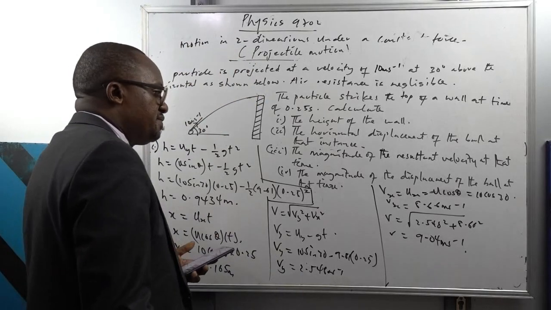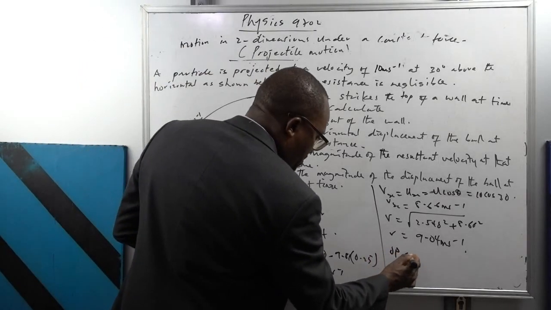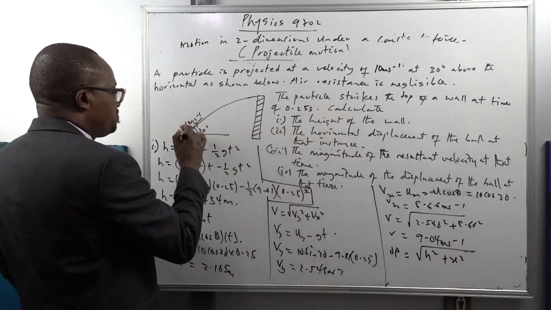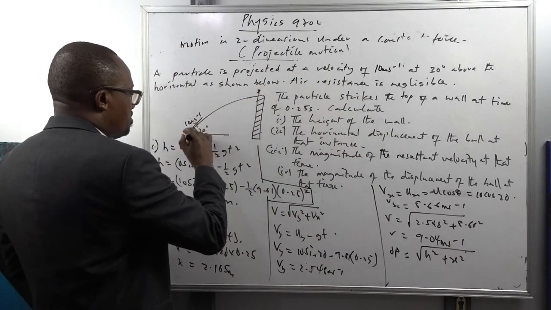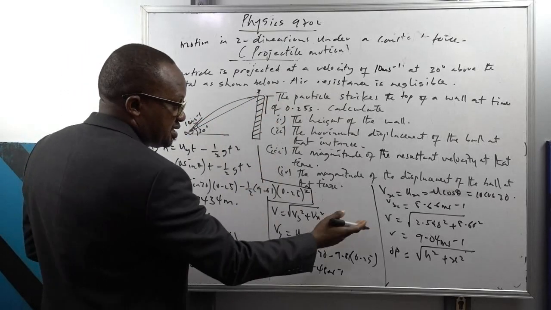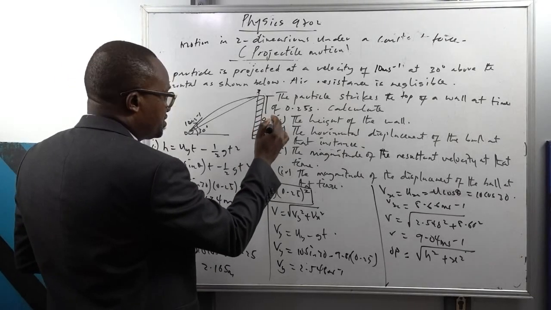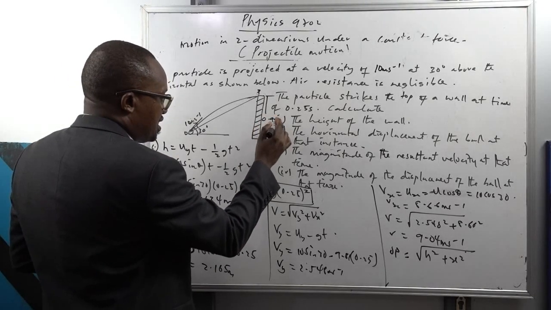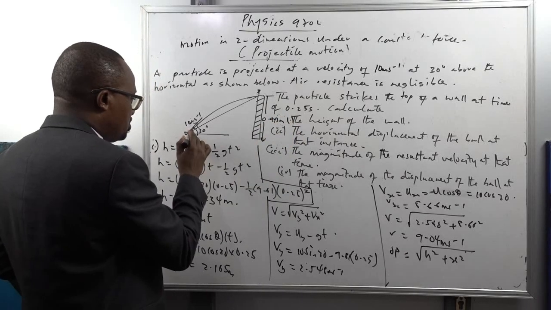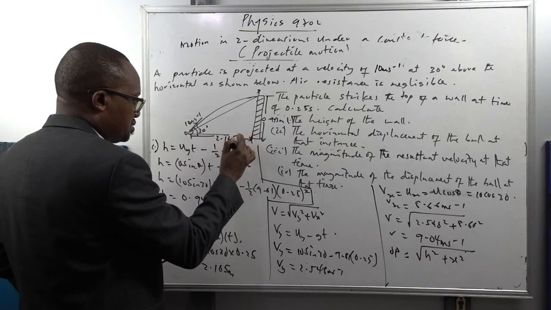Then the last one, find the magnitude of the displacement of the ball at that time. So that is OP. OP becomes the square root of x squared plus h squared. Because if this is point O and this point P, what you are looking for is the resultant displacement OP, which has the vertical height there given to be 0.9434 meters, while the horizontal distance is 2.165 meters.